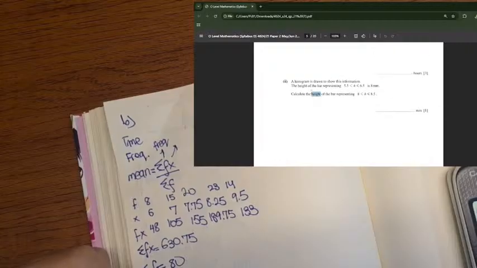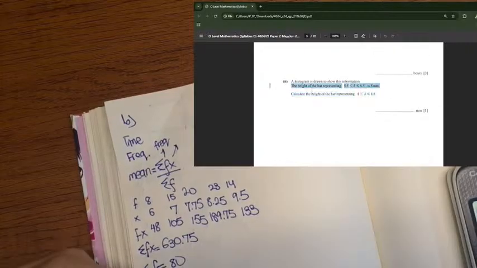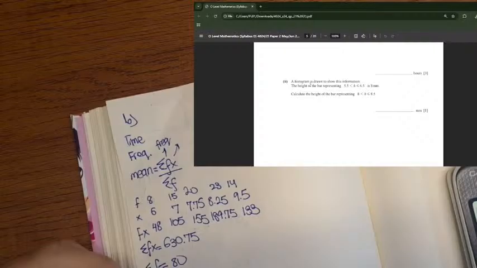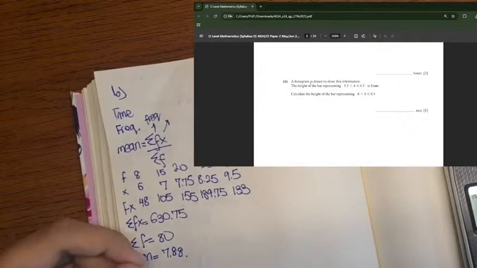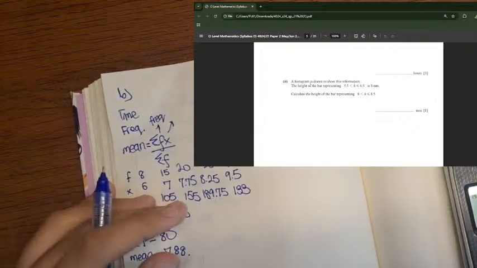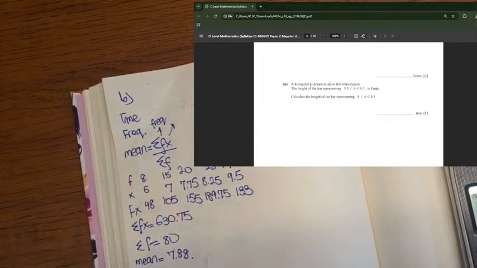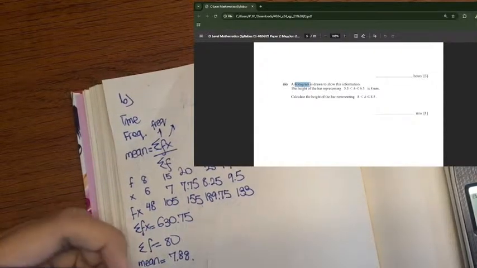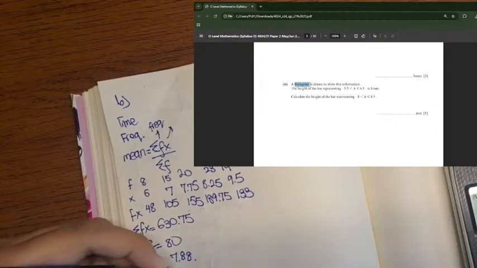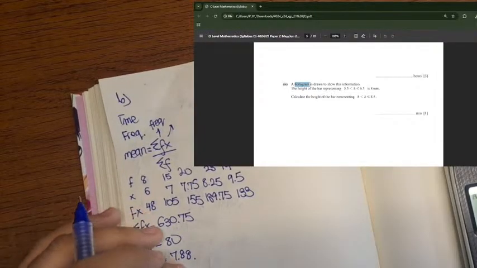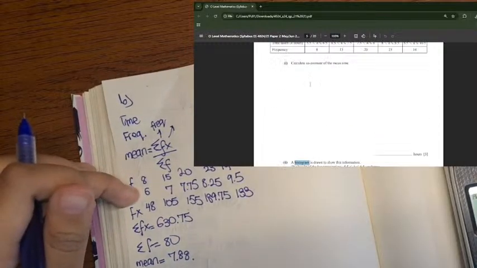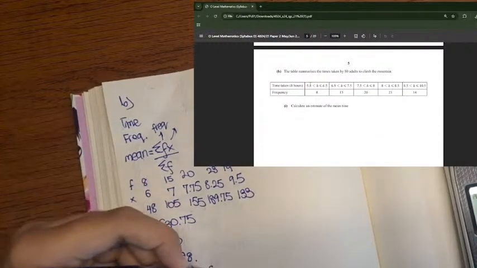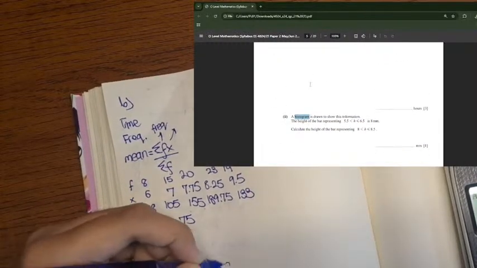Now the next question they've given us is that a histogram is drawn to show this information. The height of the bar representing 5.5 to 6.5 is 8 millimeters. Now they want us to find the height of the bar representing 8 to 8.5. The simpler way to find this out is to see the frequency representing 5.5 to 6.5. From 5.5 to 6.5, the frequency, which is basically the height, is, let me check from the graph, 8. And that is being represented by 8 millimeters.